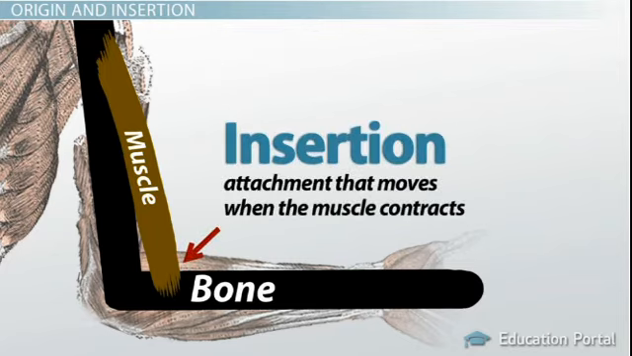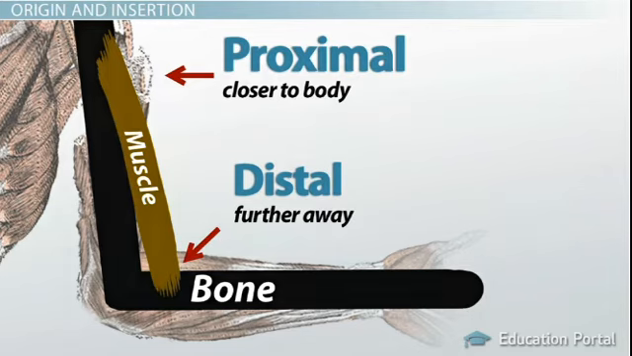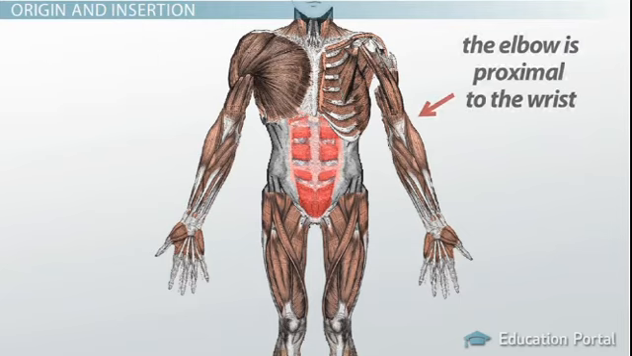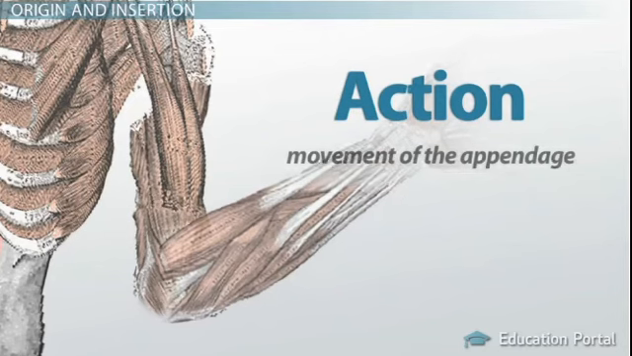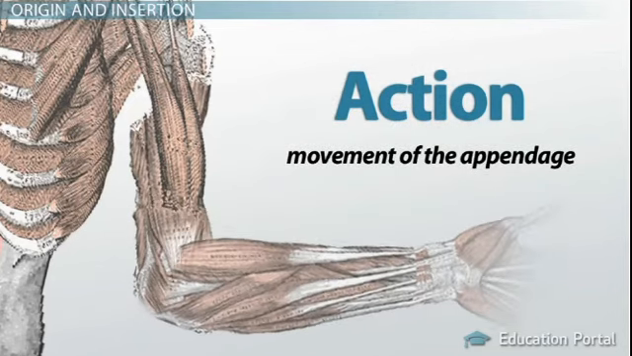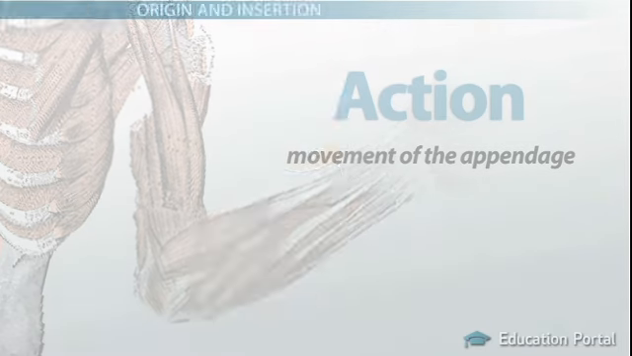The insertion is usually distal or further away, while the origin is proximal or closer to the body relative to the insertion. For example, one could say that the wrist is distal to the elbow. Conversely, you could say the elbow is proximal to the wrist. Muscular contraction produces an action or a movement of the appendage. We will use examples to describe how origin and insertion affect the action of a skeletal muscle.